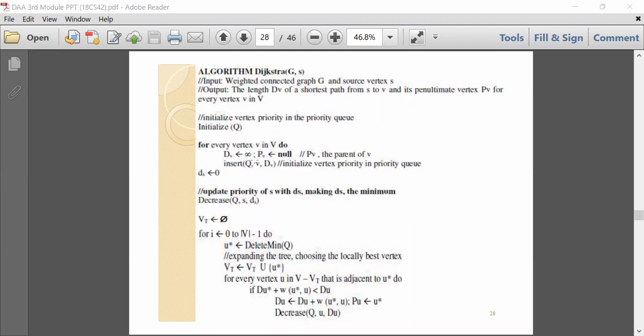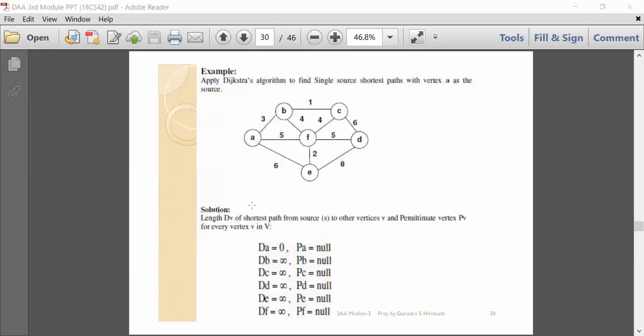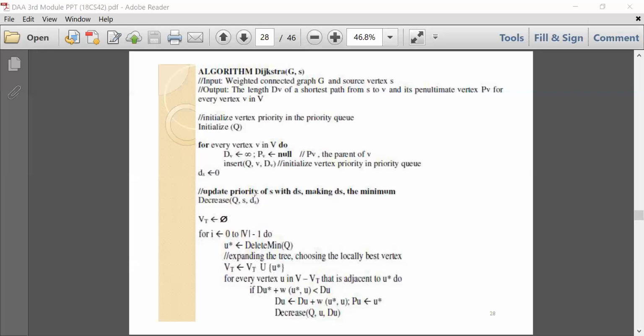And insert Q, V, dv means initialize vertex priority in priority queue. I'm going to take one queue as a priority queue. And in that, initially you can observe here, I am assigning ds equal to 0. Here I have taken DA, that is my source. That's why the distance for that will be 0. That is what I am assigning. Then I update this priority of S with the ds, making ds the minimum.